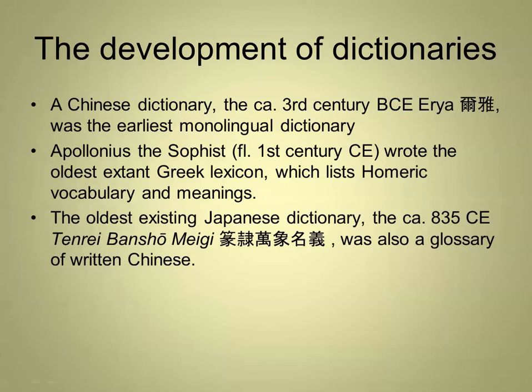In Japan, dictionary development starts much later. Around 835 CE, the Tendai Bansho Meigi was created. This was a glossary of written Chinese, not of Japanese. But of course, classical Chinese was very important and commonly used in early Japan, so that shouldn't be too much of a surprise.